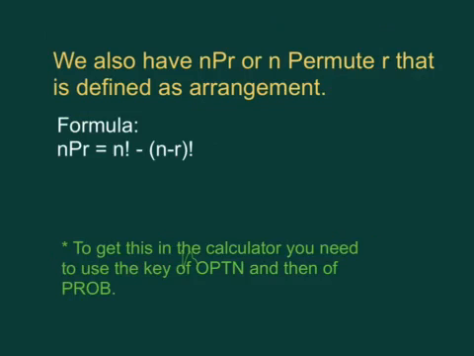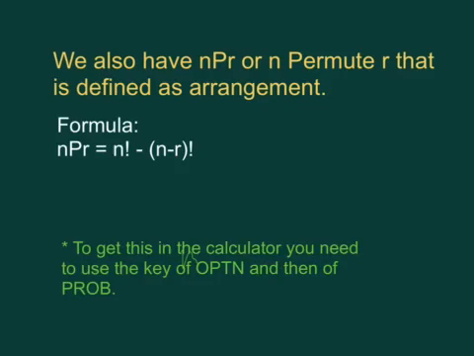Now there's another term that you are also going to discover if you're working with binomial expansion: we also have nPr, or n permute r, that is defined as arrangement. So the formula for nPr is n factorial divided by (n minus r) factorial. So this is as well very important for binomial expansion. It's not so common among the examples, but it is very important that you know it.